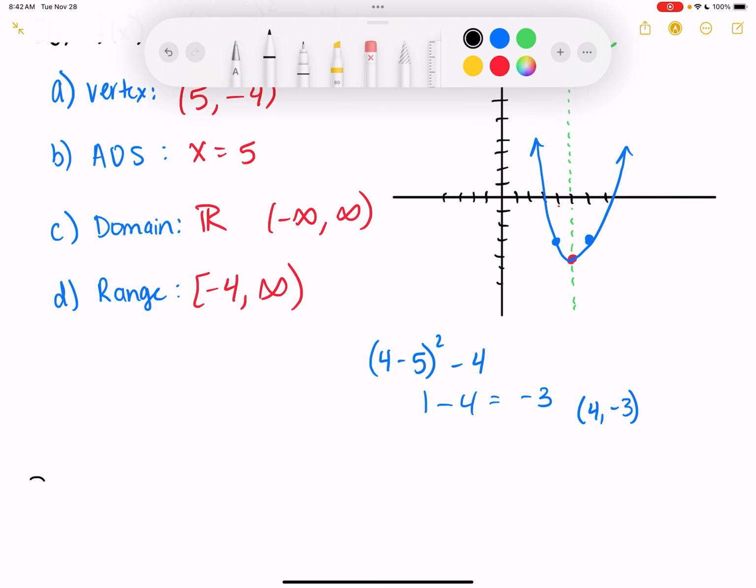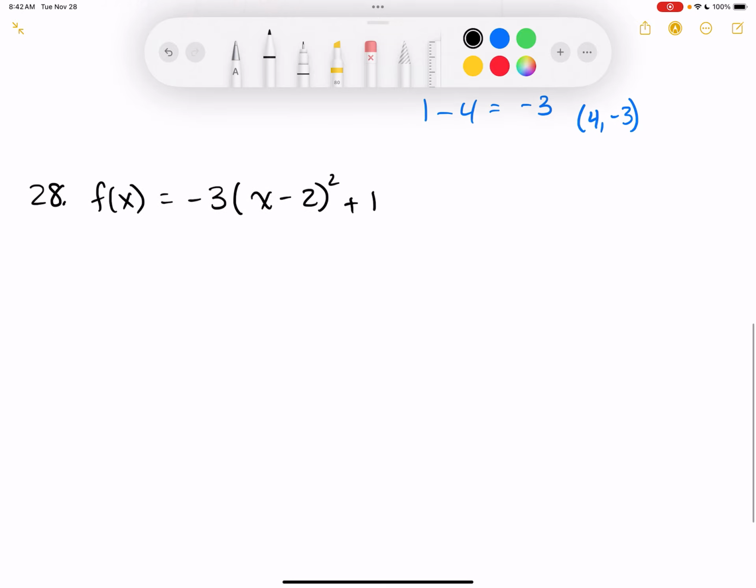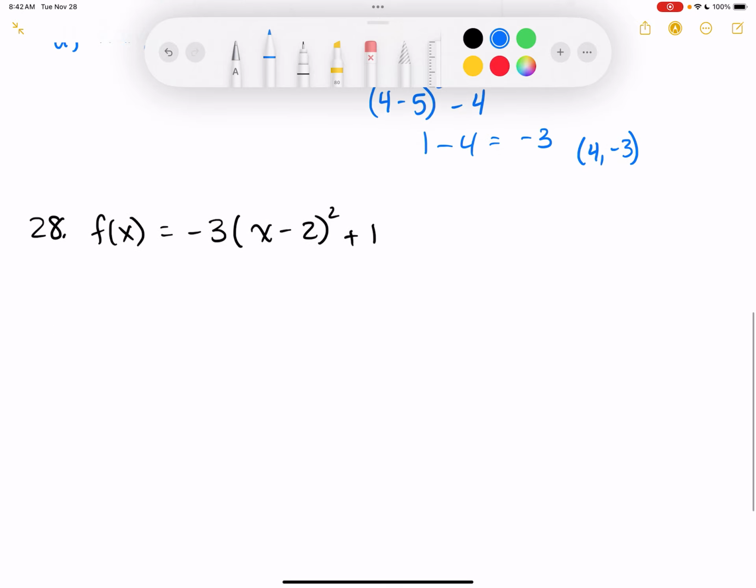Let's look at another one. 28. F of x is equal to negative 3 times x minus 2 squared plus 1. So which way does this one open? Down. This one opens down because it's negative.